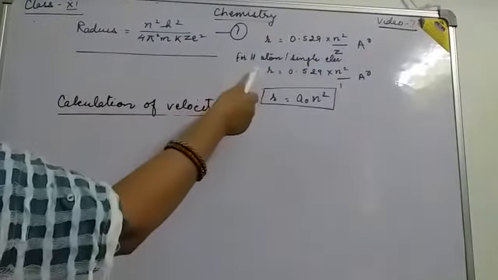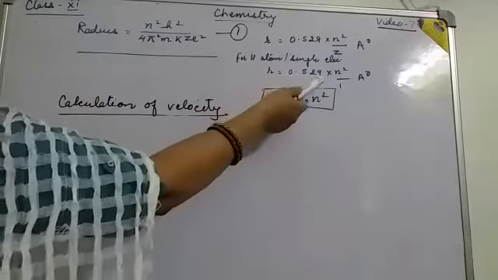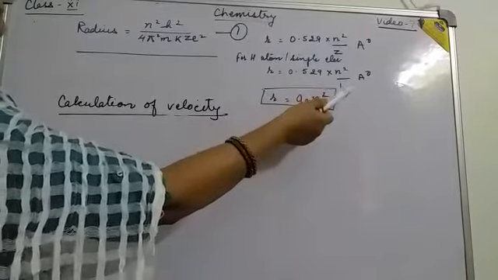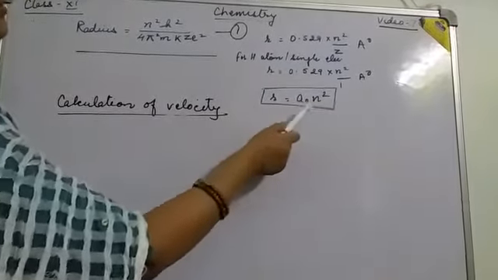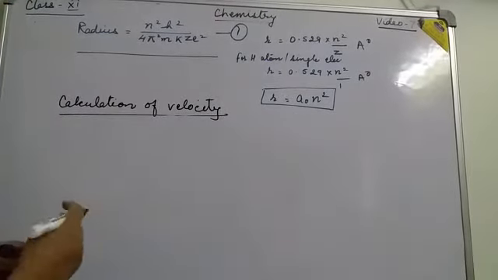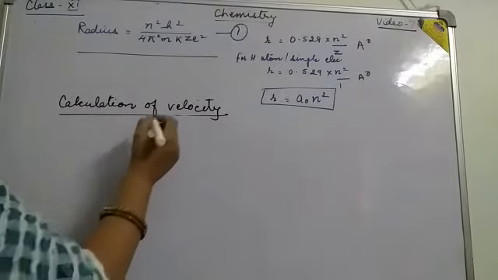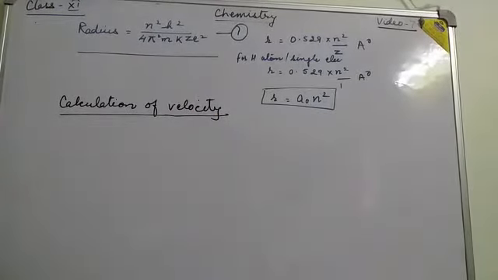For a single electron system, it is 0.529 angstrom if z is 1. For the hydrogen atom, if z is 1, then the value is r equal to a naught n square. We already calculated this in the previous video.